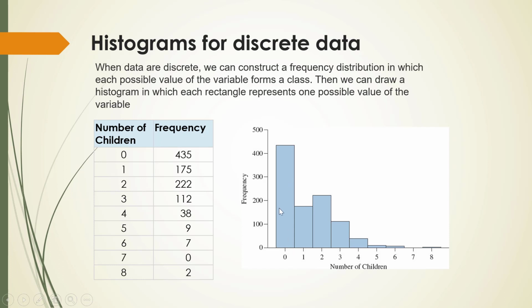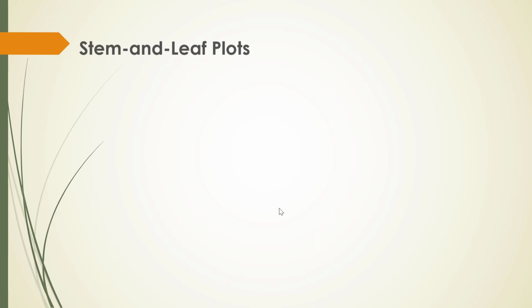Again, for discrete data, the way we construct a histogram is exactly how we construct bar graphs for qualitative data, but make sure there's no gap between them. And next, we have finished histograms. Now we learn another type of summary for quantitative data, stem and leaf plots.